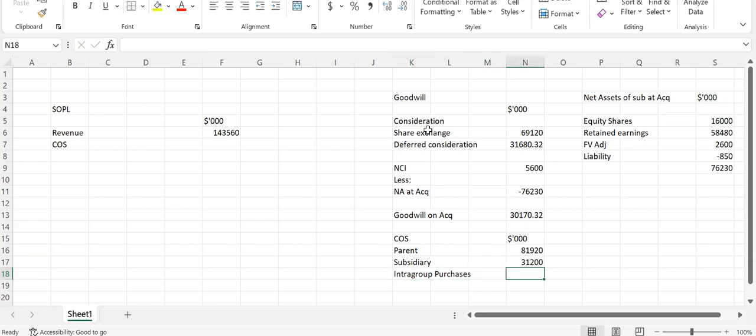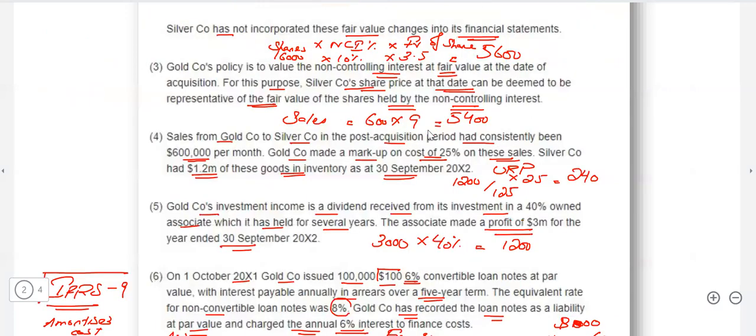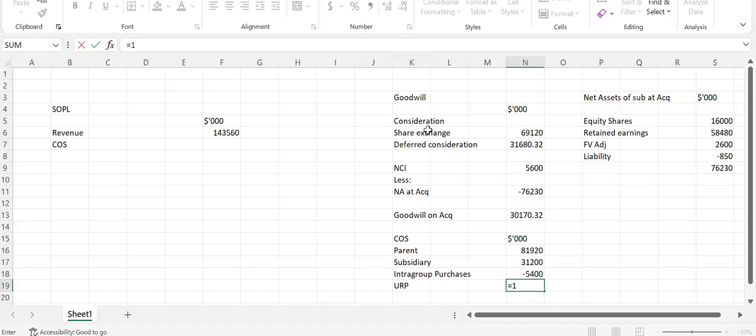The more you practice, the more quickly you get it done. So the intra-group purchases will be deducted: 5,400 minus. Then we have the unrealized profit, which we have calculated. You can show the unrealized profit calculation over here as well. That means 1,200, the unrealized profit to be added back. 1,200 was the value, divided by 125 into 25, so 240. The examiner will see in the cell how you have done the calculation. Got it? Then we have the fair value depreciation. The fair value adjustment was 2,600, divide by 3, multiply by 9, divide by 12.